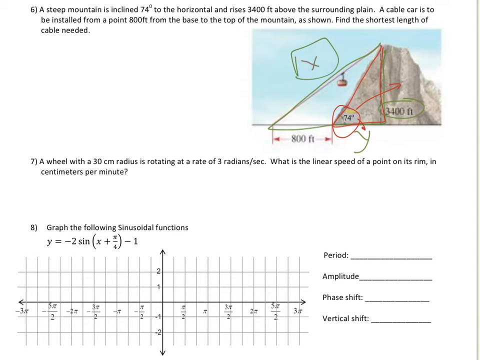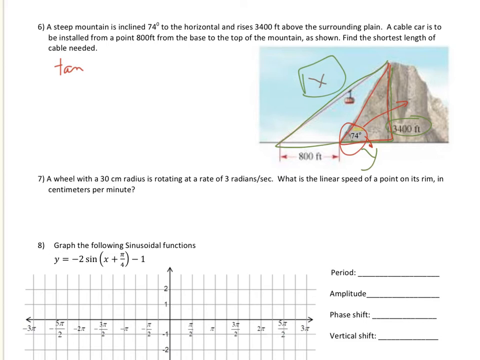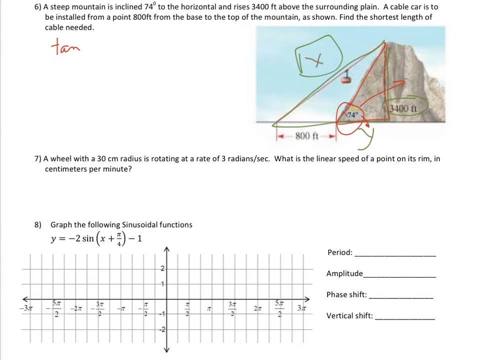So I can set up, since this is a right triangle, an equation here, and I have opposite and adjacent involved. That lets me know that I'll do tangent. And so I write tan of 74 degrees equals opposite over adjacent. Opposite is 3400. Adjacent is what I'm solving for.